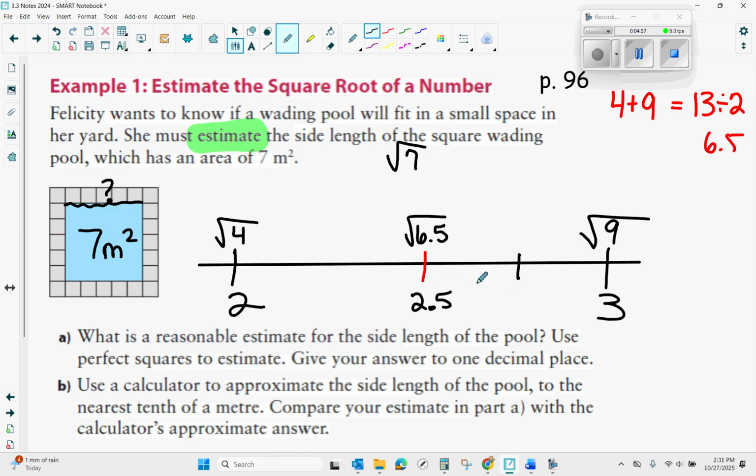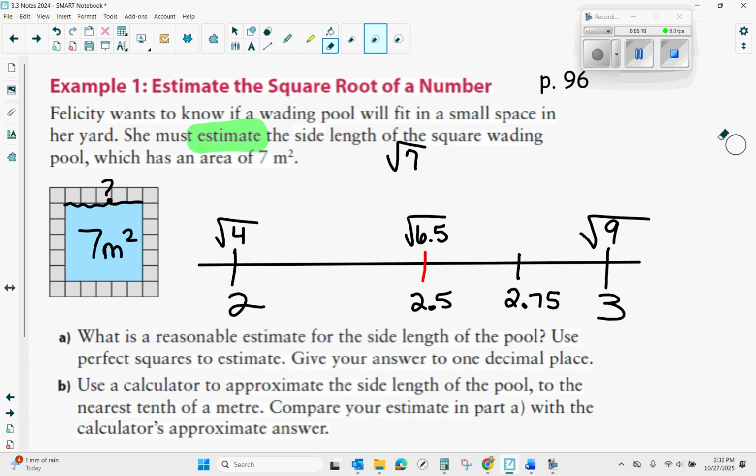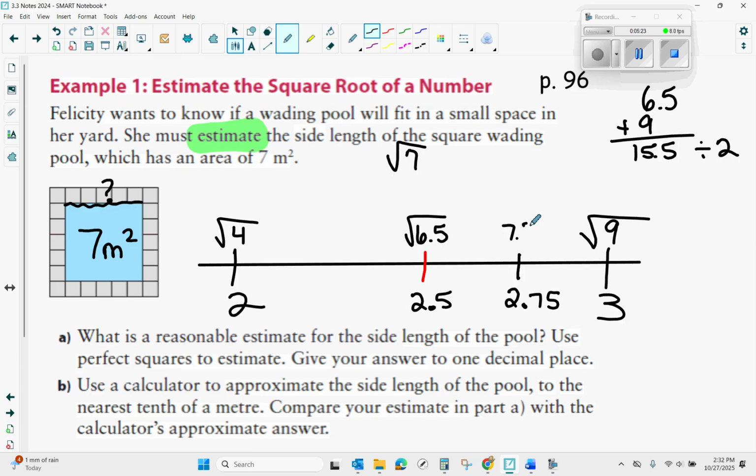I know it's more than 2.5. I don't know, is it 2.6, 2.7, 2.8? We're going to find the middle again to determine that. So this would be 2.75. And then the middle of 6.5 and 9, you add them together, 15.5, and divide by 2. What is that? 7.75.